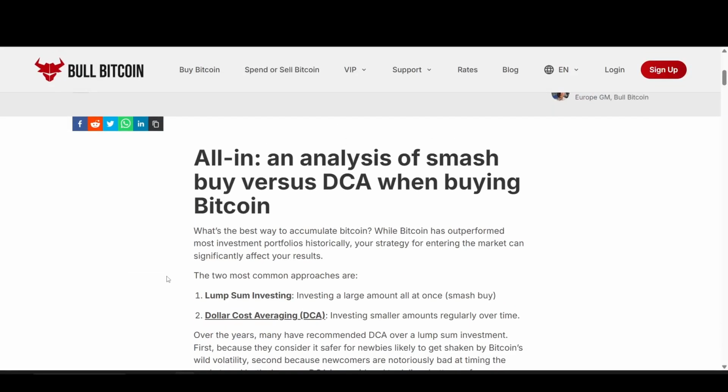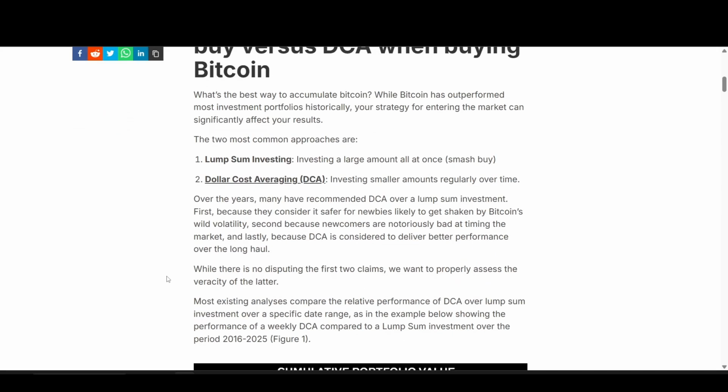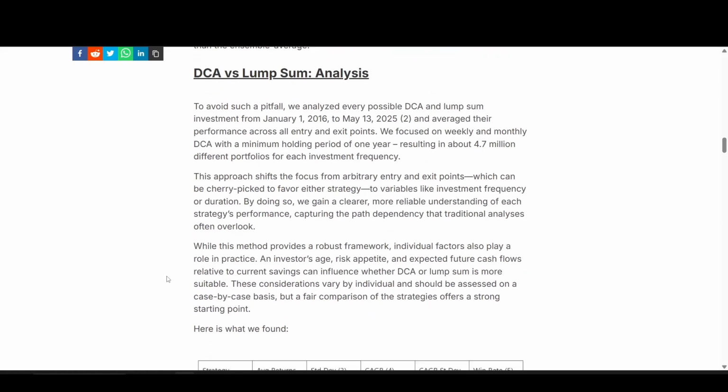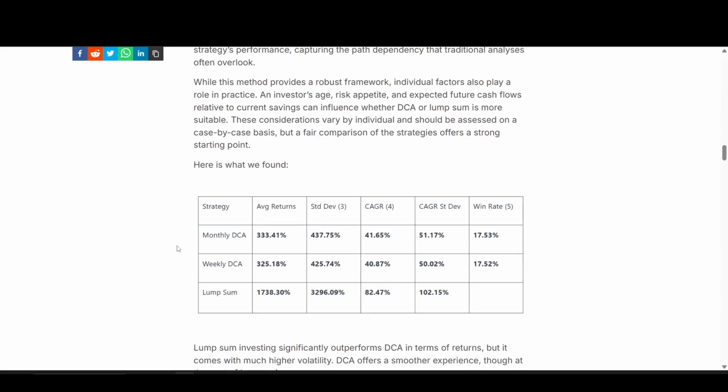And the guys over at Bull Bitcoin did a great article about DCA versus smash buy, so lump sum, and analysed various performance across time, various different aspects of DCA versus smash buying, given different parameters. But there's a really great table which essentially summarises everything. So you can see that using a monthly DCA, your average returns are 333.41%, with a standard deviation of 437.75%. So standard deviation is a measure of the volatility of the asset, of the performance.